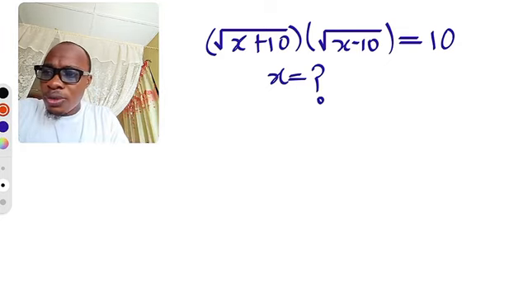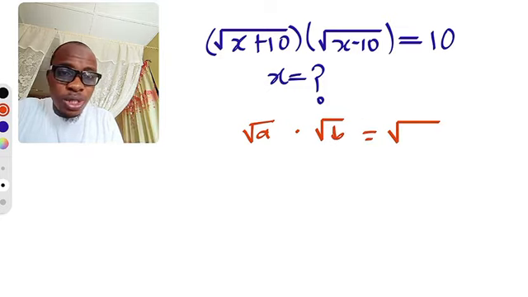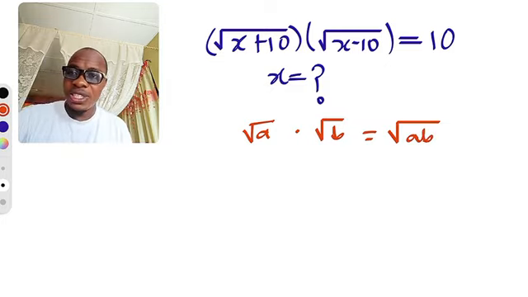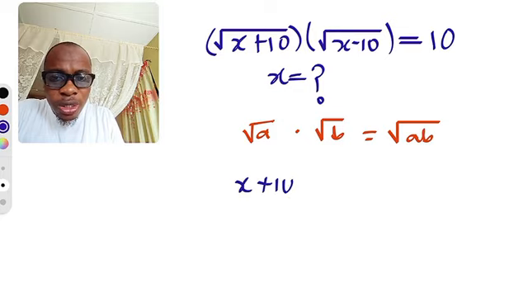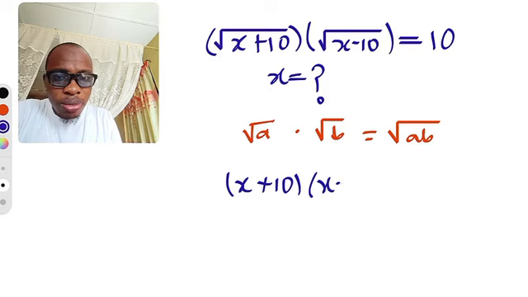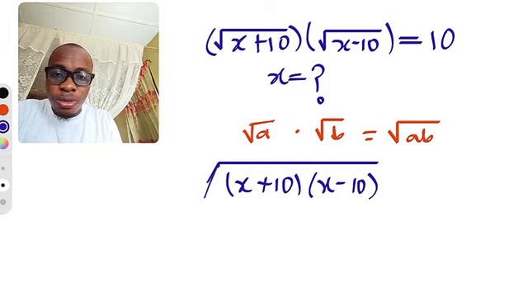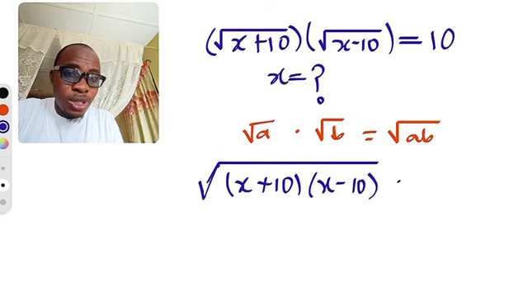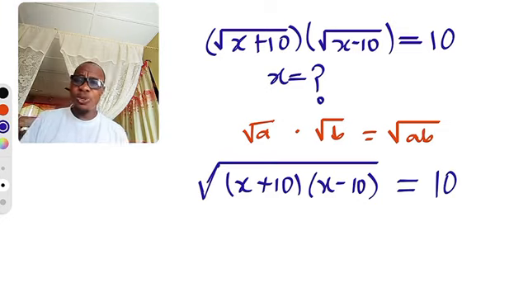First, recall that when you have something like a multiplied by root b, this can be split, having just one radical sign, root of ab. You can have it like that. So that is what we are going to do there. We're going to have x plus 10, then x minus 10 under one radical sign like this, which equals 10.